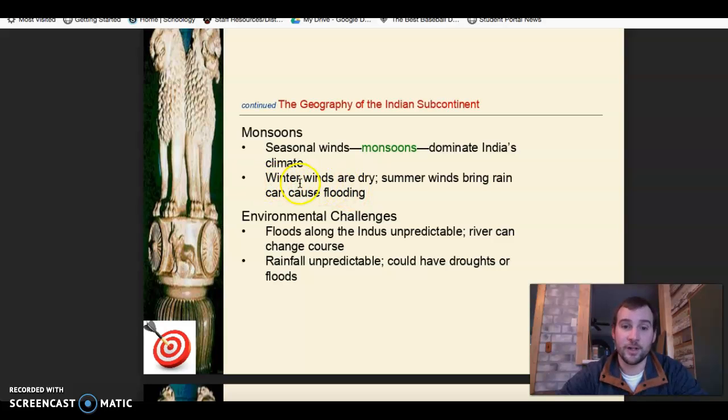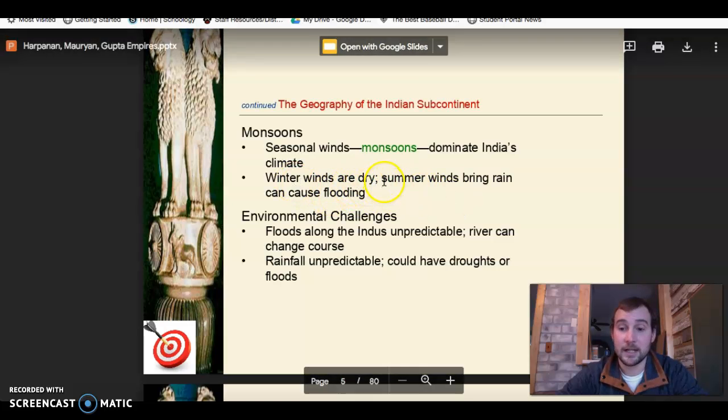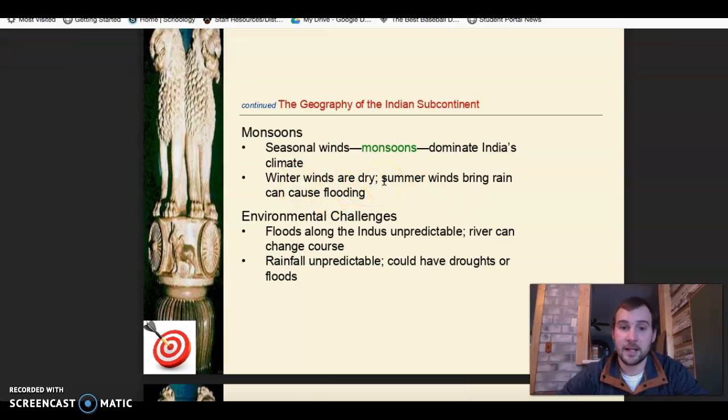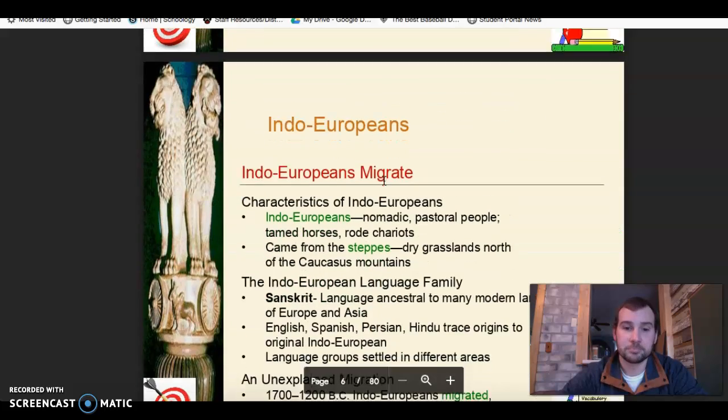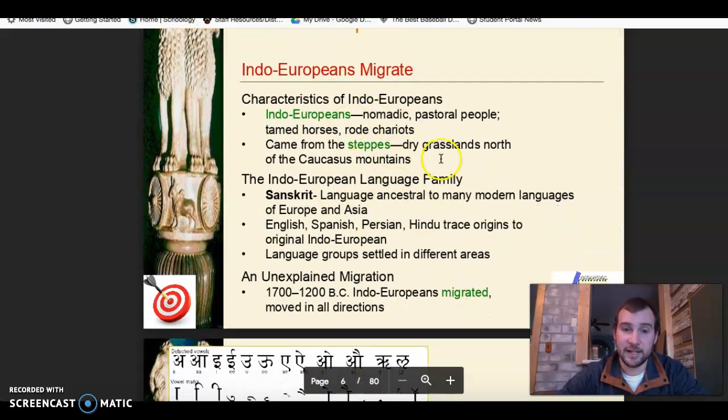So for them, the winter winds are dry, and the summer winds bring rains, which can cause flooding, typhoons, all those things. All right, so they basically have two seasons, a dry season and a wet season. All right. This is just explaining where they come from.